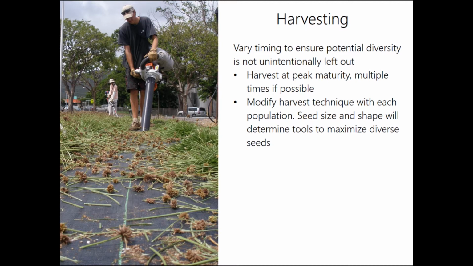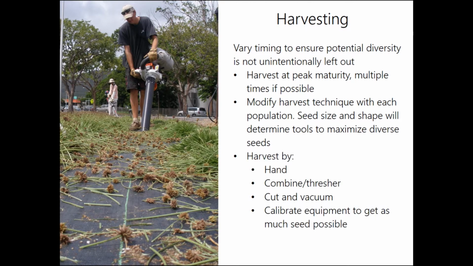Modify the harvest technique with each population; seed size and shape will determine the tools to maximize diverse seeds. You can harvest by hand if it's a small scale operation. You can use a combine or thresher if it's a large scale operation. You can do the cut and vacuum technique, but try to calibrate your equipment every time you harvest so you're not wasting seeds. Try to get as many seeds as you can during the harvest.